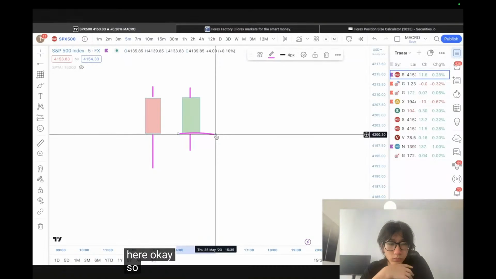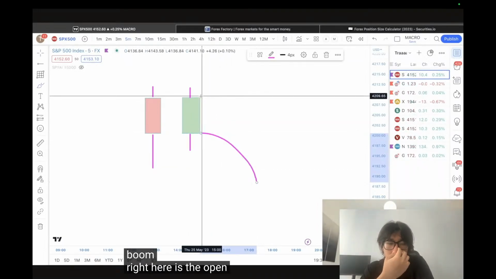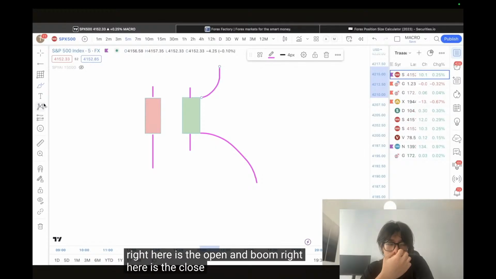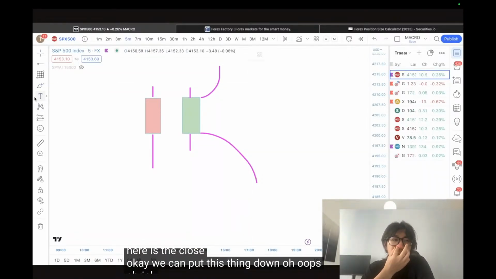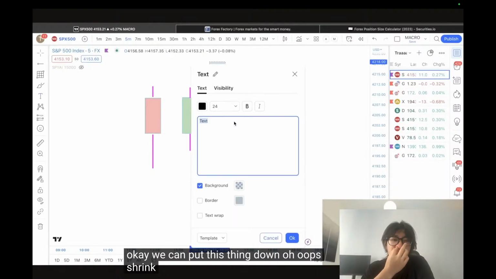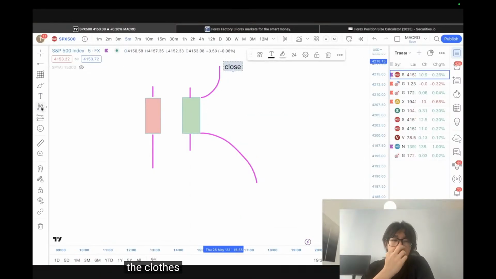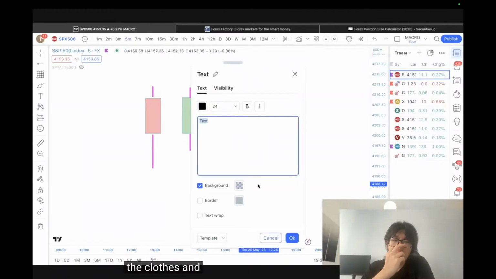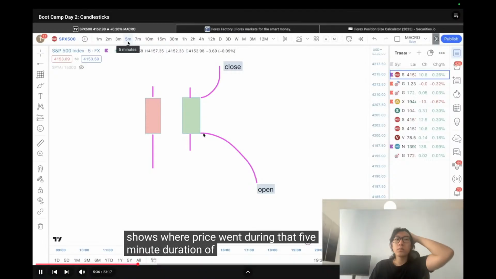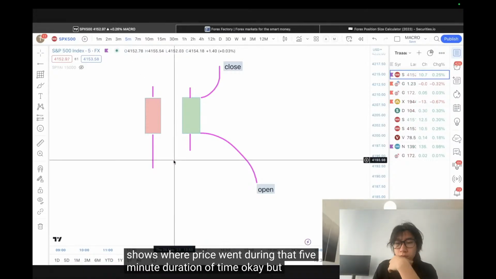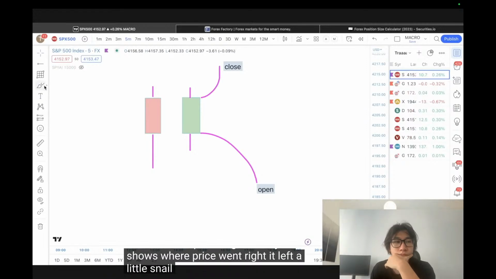Boom, right here's the open, and boom, right here's the close. We can put this thing down. Oops, shrink. The close and what went on during that 5-minute duration of time. But it never ended up closing there. It just shows where price went, right? It left a little snail trail.